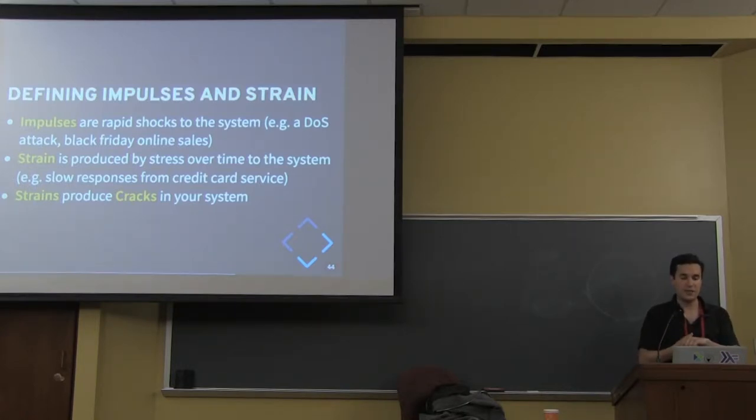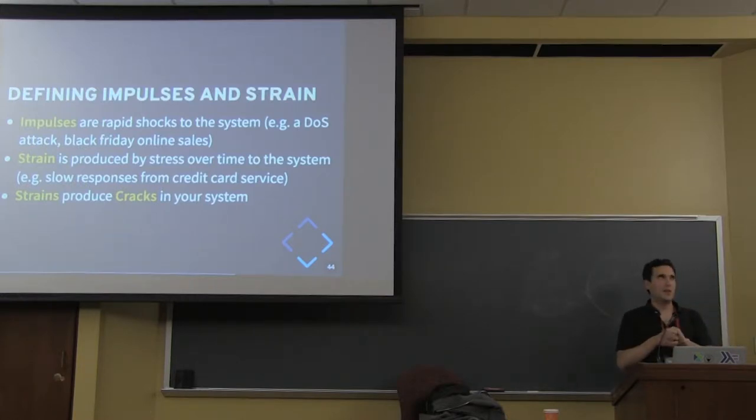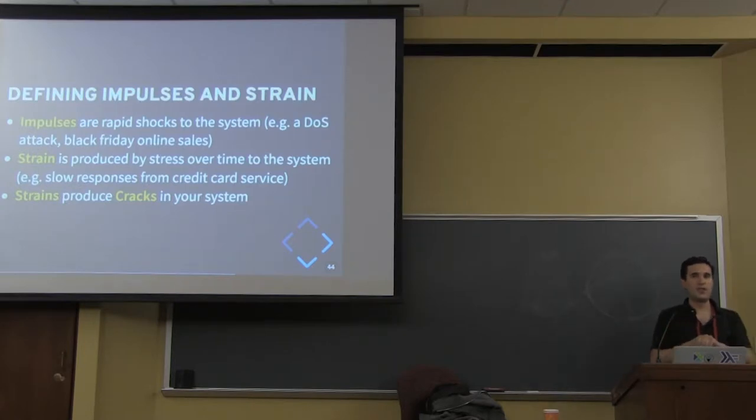You have strain, which is a bit more complicated, where you have something causing stress over time to the system. Say you're relying on another system for an API, and for some reason that system goes half capacity. So your system starts to go slower because the other system starts to get slower as well, right? Because it's going half capacity, the latency is higher because the server is responding to many other things.